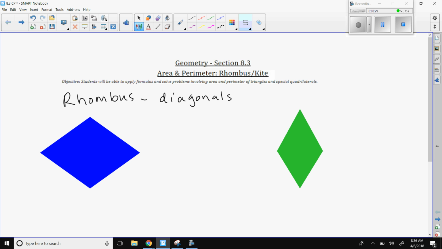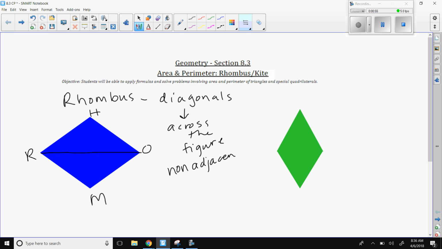And I know you don't have this on your sheet. I just want to show you kind of what these are going to look like. Okay, so if we have this rhombus here, we'll just call it rhomb. Our diagonals are going to go across our figure. Okay, these go across the figure. They're non-adjacent. So your non-adjacent side. Okay, so RO is a diagonal. HM is a diagonal.